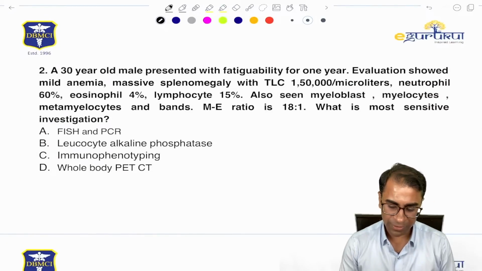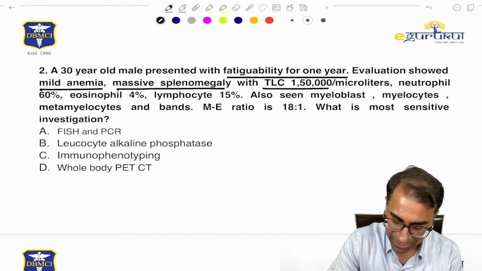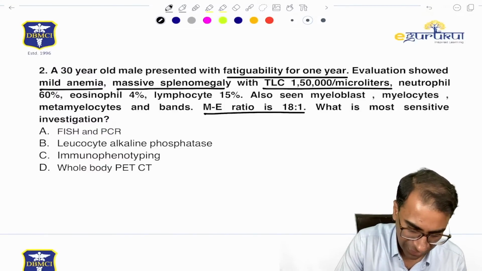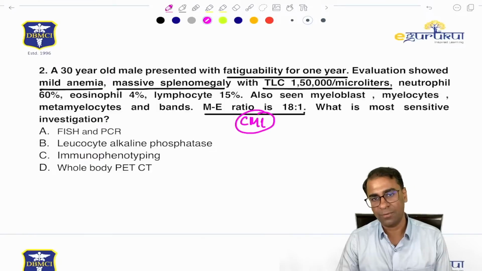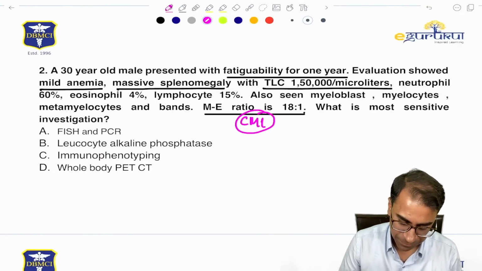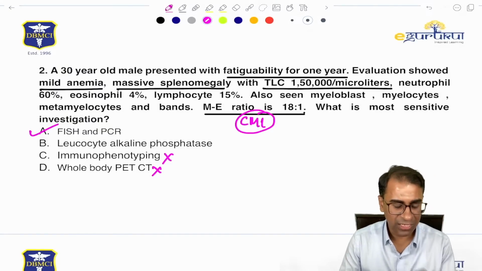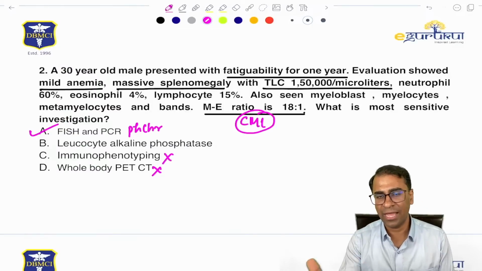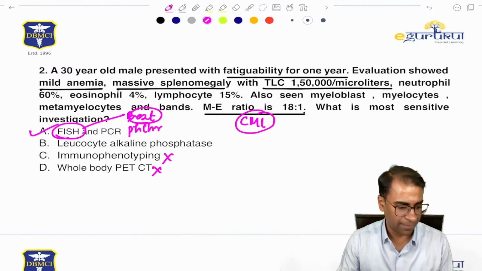अच्छा, a 30-year-old patient presents with infertility for 1 year. Evaluation shows mild anemia, splenomegaly, TLC of 1,50,000, and there's neutrophils, eosinophils, all of them, which points towards a case of CML with a ME ratio of 18:1, chronic myeloid leukemia. And hence, what should be done? For CML, no need of PET imaging, right? No need of immunotyping. Labs can be done, but if you have an option of FISH with PCR, that's the best thing to do. PCR क्या दिखाएगा? Will show you the Ph chromosome, the P190, P210 and P230. If you have this as the answer, it's more sensitive, more specific, and the best answer here.